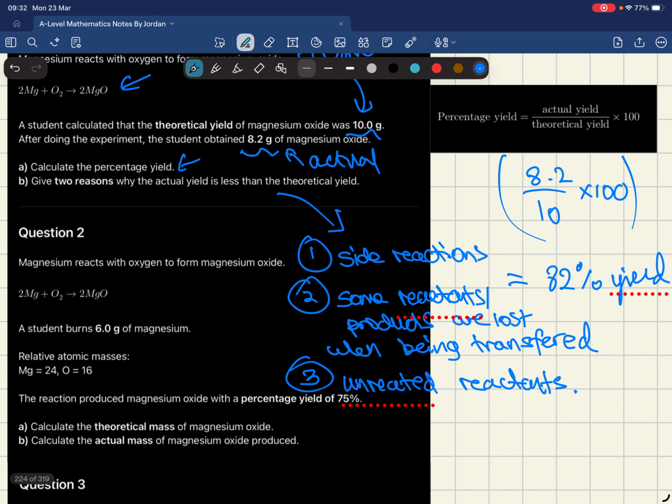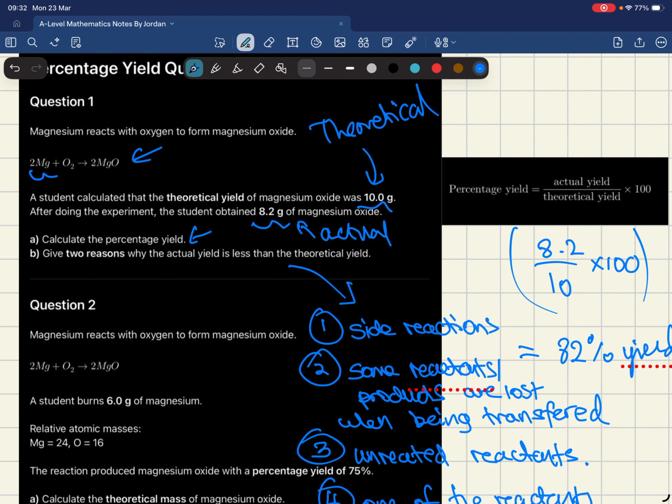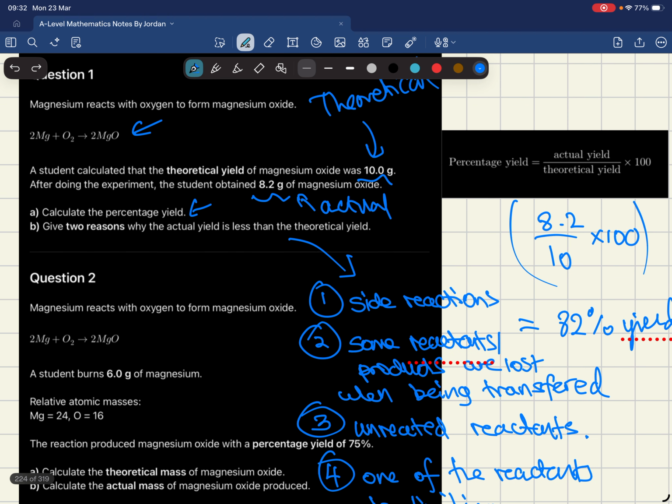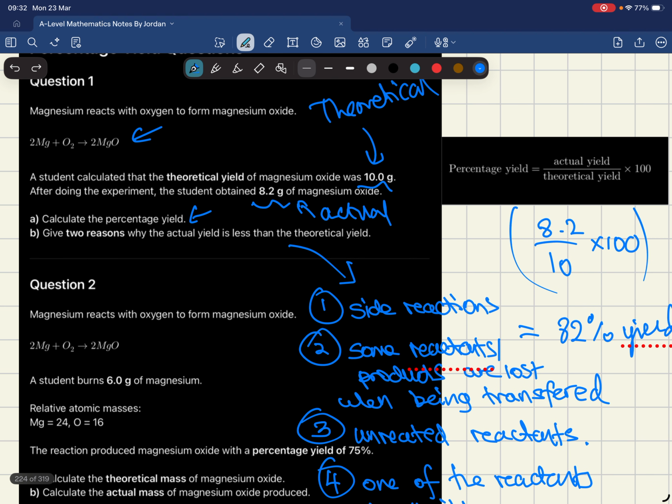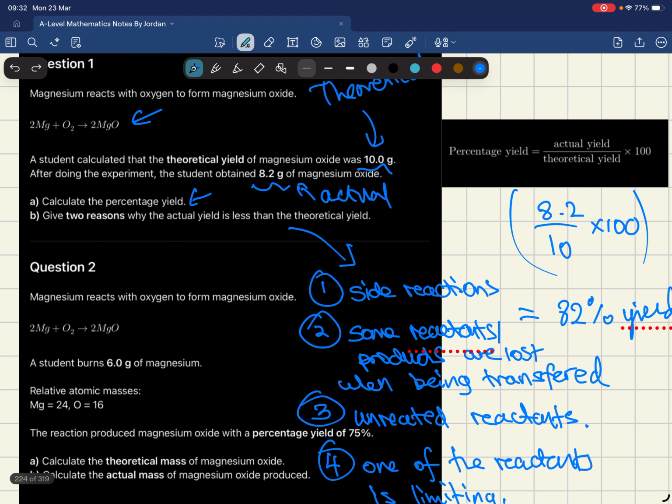You might also have that one of the reactants is limiting, meaning since you're reacting magnesium and oxygen here, in practice usually one of these would be in lower supply, so one of these will actually run out first in this reaction, and that means that one would be the limiting reactant, and that one would make sure that not all of the reactants end up as products.